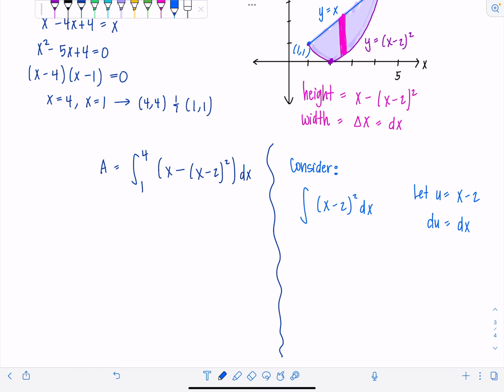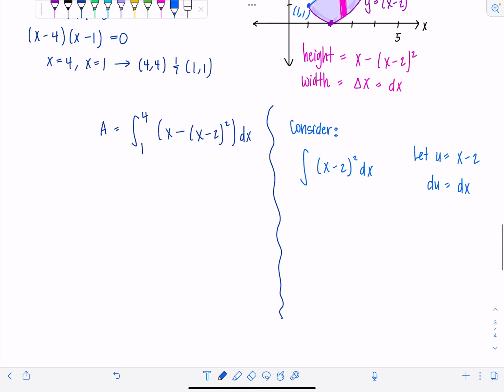dx. Okay. Then my new integral, instead of x minus 2 squared, is just going to be u squared du. You anti-differentiate, so this is going to be 1/3 u cubed plus c. And then you go back, replace u with x minus 2. Yeah?